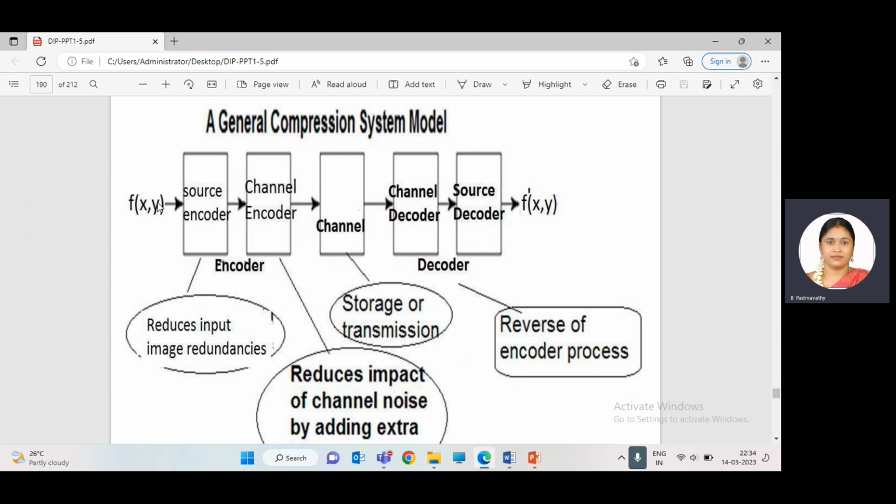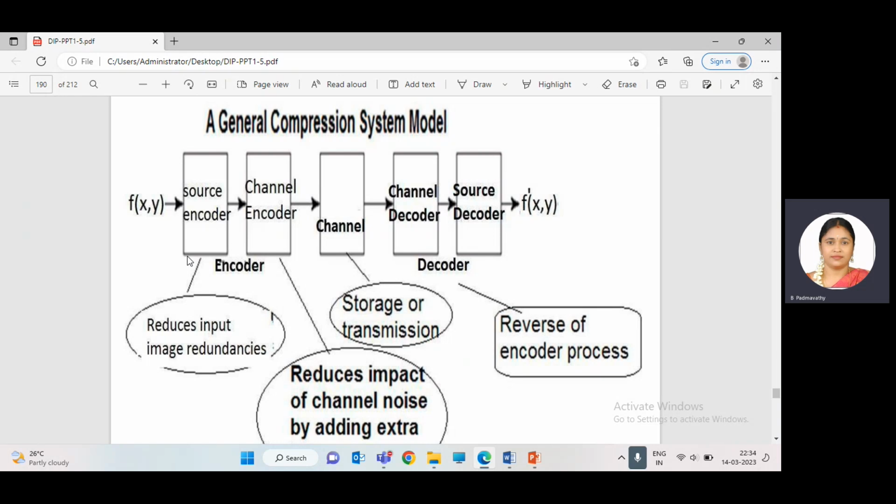And here there exist two characteristics. If f cap of x comma y is exactly equal to f of x comma y, then there is no error. That means the system is error free and the information has been preserved. And the second condition is, if f cap of x comma y is not an exact replica of f of x comma y, then there will be some distortion present in the image.